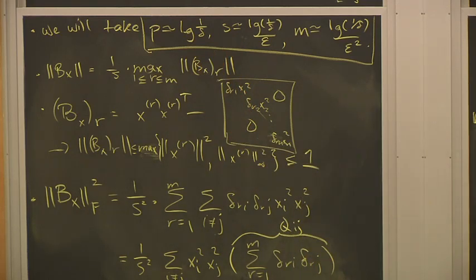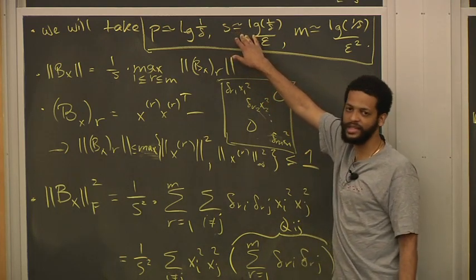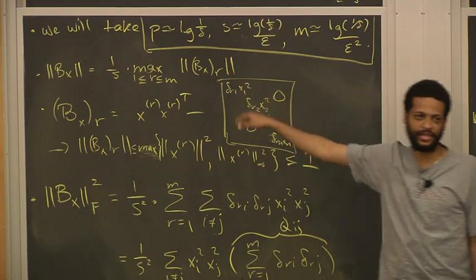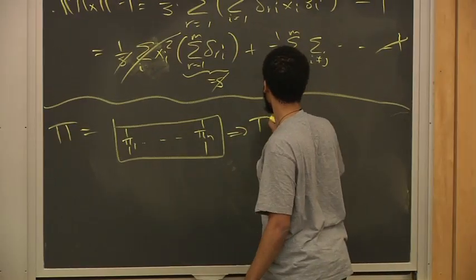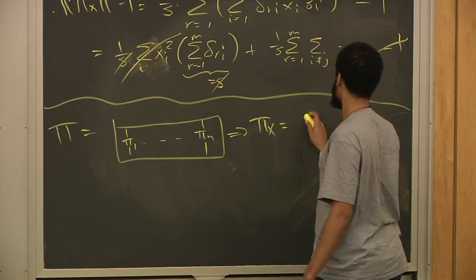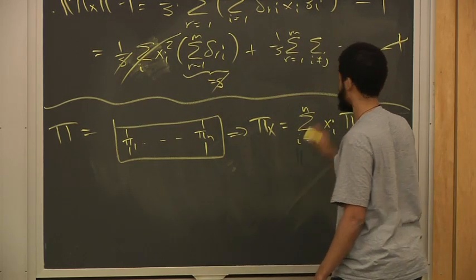The runtime, if you do it with for loops, is that pi times x can be done in time s times the support size of x. Just because if you write pi as a matrix, where pi 1 is the first column and pi n is the last column, then pi x is just the sum, i goes from 1 to n, of xi pi i.